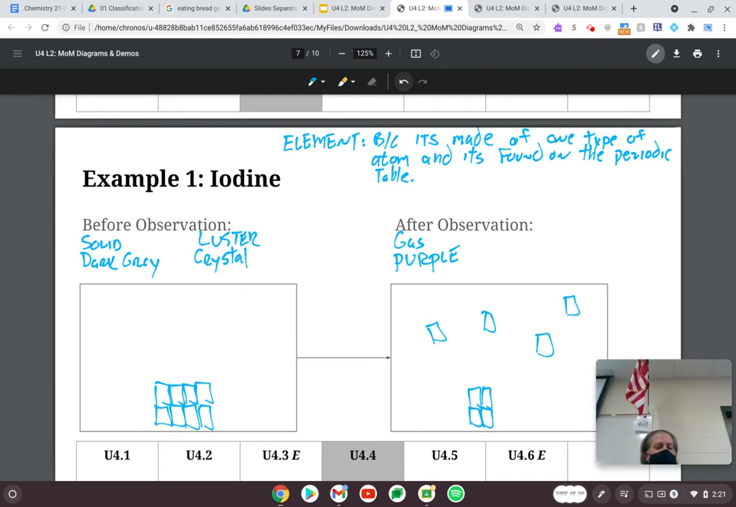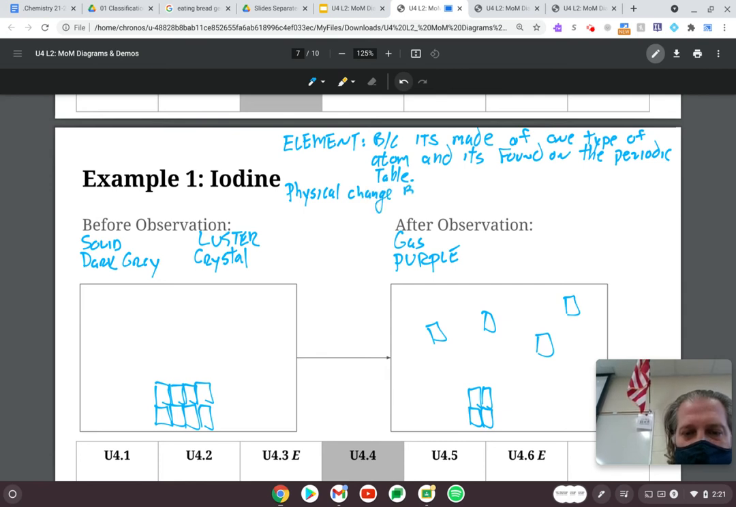Now, would this be a physical change or a chemical change? Agreed. This would be a physical change, because the solid iodine changed to gas. Gaseous iodine.